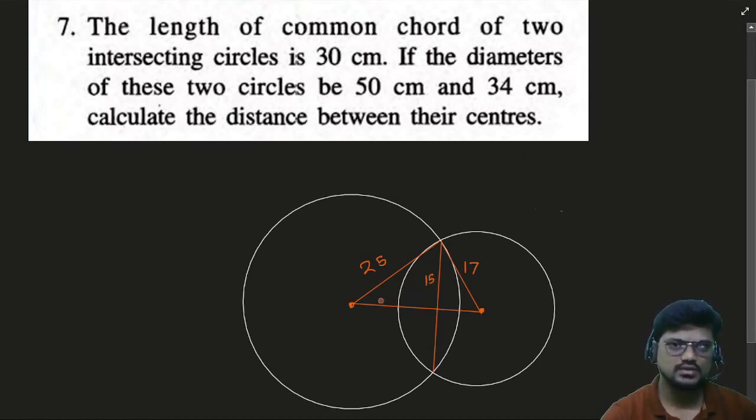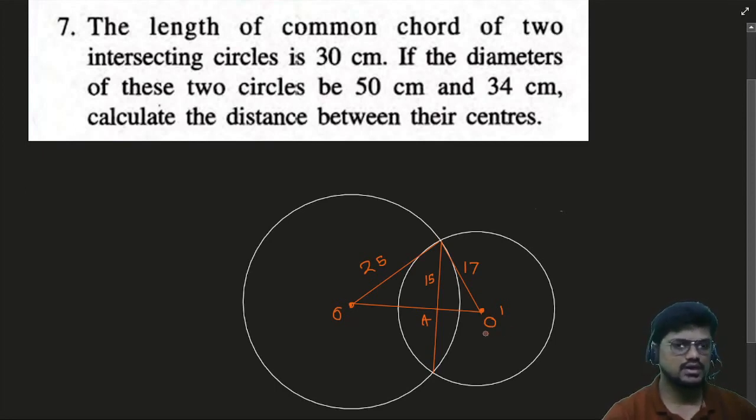They are asking to calculate the distance between their centers. You can directly apply the right angle, but if the common chord is not given, we cannot do it that way. So if this is 15, we can find OA using Pythagoras, and then O dash A using Pythagoras again, and the distance between both centers.